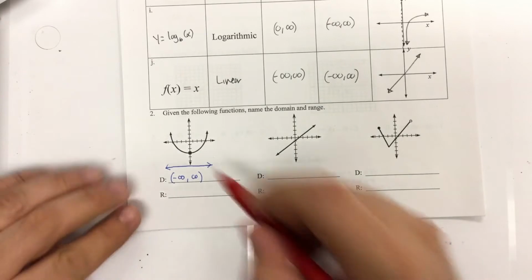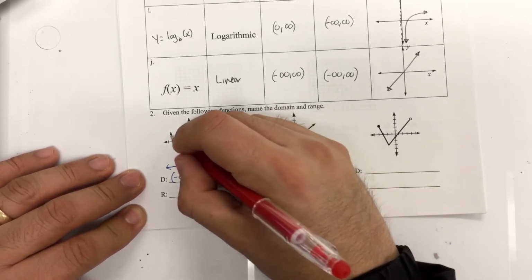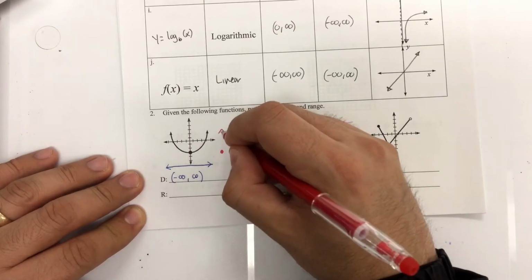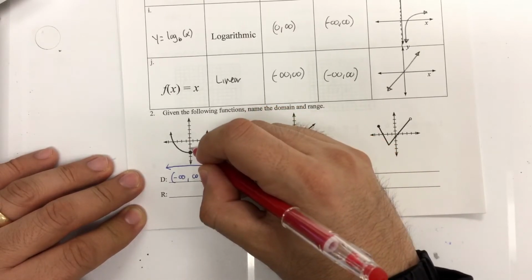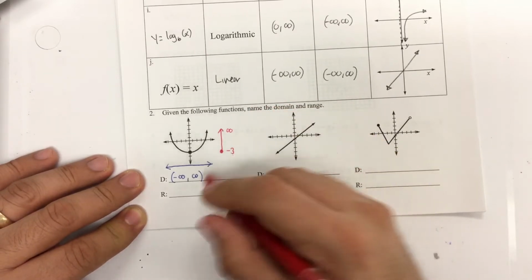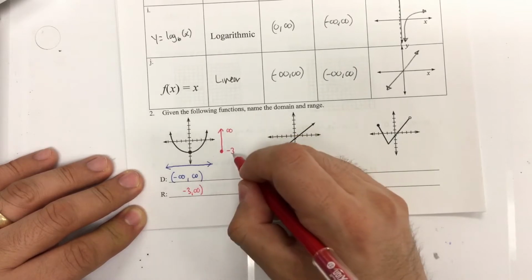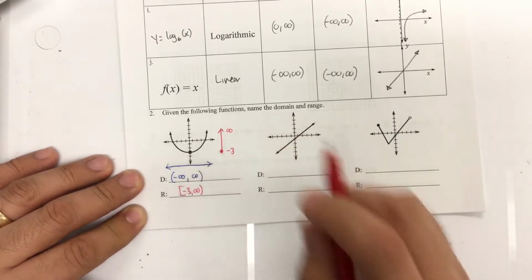For the range, the lowest part of the graph appears to be this part right here. The highest part, we have 2 arrowheads that go towards infinity. This is -1, -2, -3, and this heads towards infinity. So least to greatest, -3, comma, infinity. Parentheses on the infinity, and closed circle is a bracket.